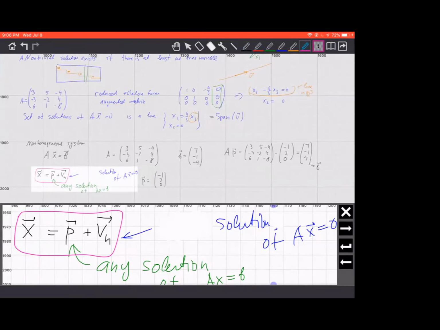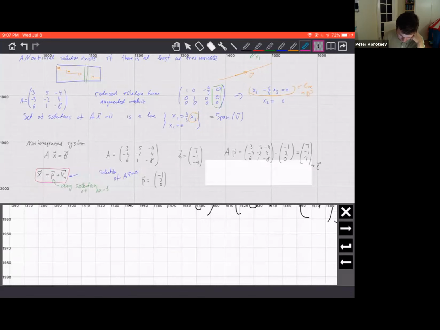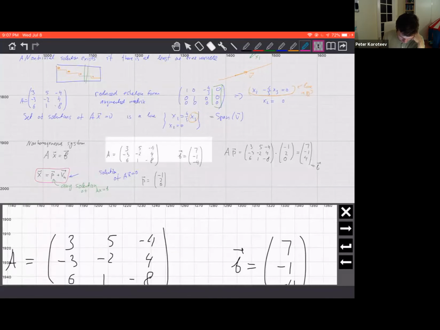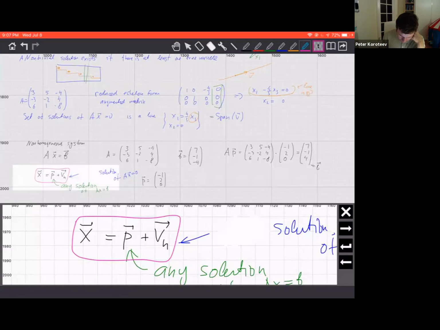Okay, I got it. Now the claim is: in order to find a solution of the inhomogeneous equation, you add P, where P is absolutely any solution of the inhomogeneous equation. Just to illustrate, you could have found a different P. If you find a different P, then the formula would still be true.